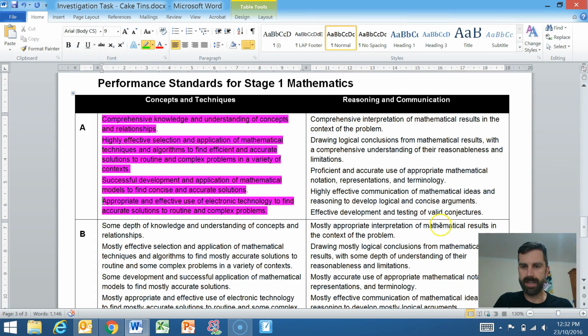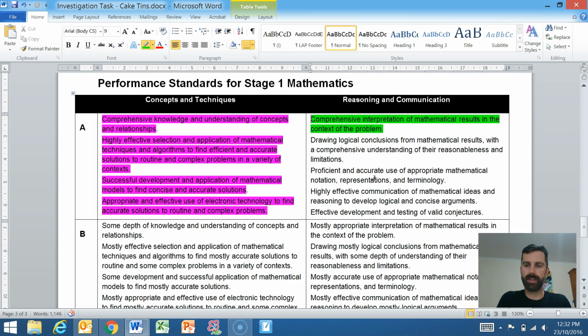Over on the other side, the right-hand side, this is where the investigations really come into their own, because this is about how you interpret the results, how you write about them, and that side of things. So the first one here, comprehensive interpretation of mathematical results in the context of the problem. What that means is that when you get your results, so your optimum values of x, you need to show me that you understand how those results relate to the context of the problem.